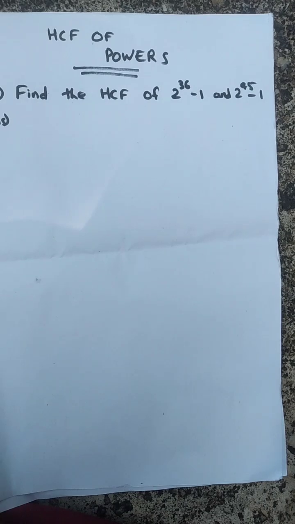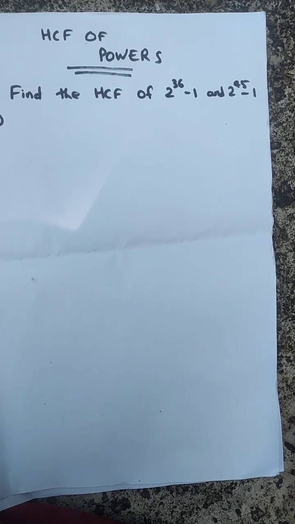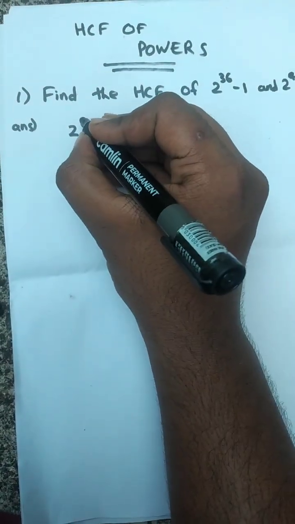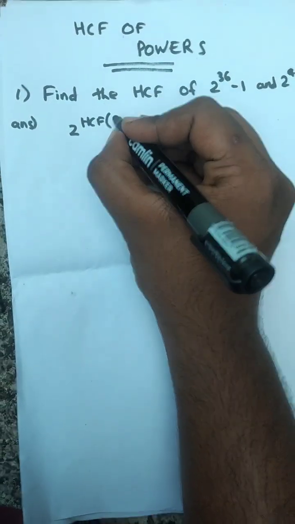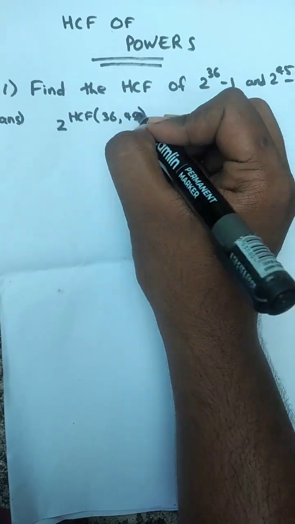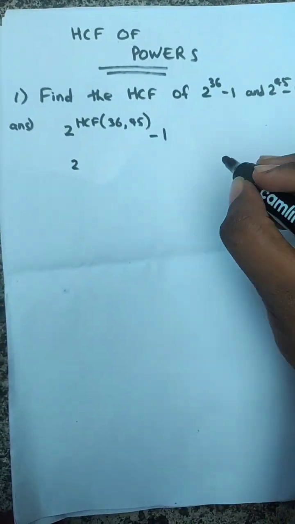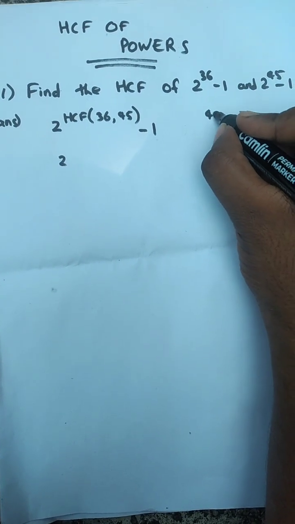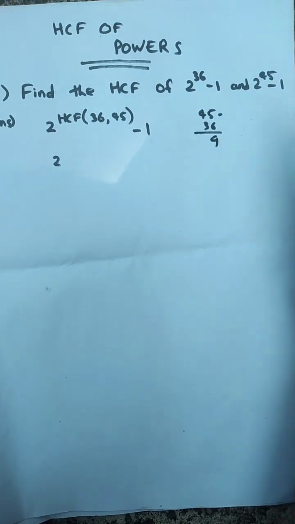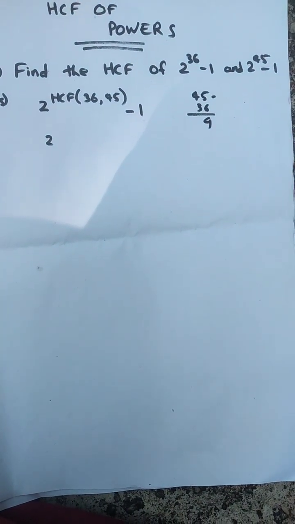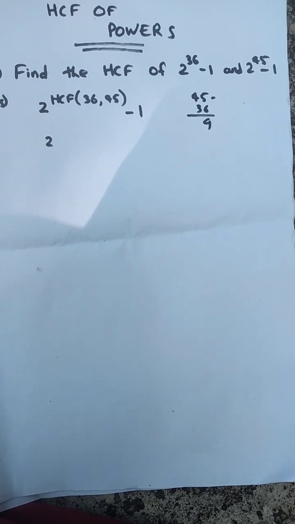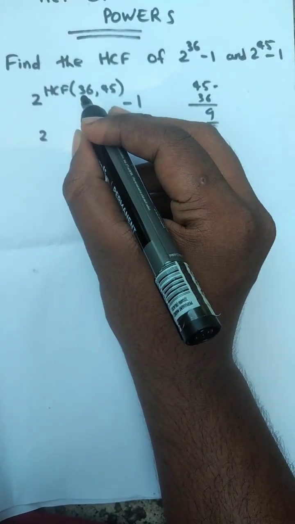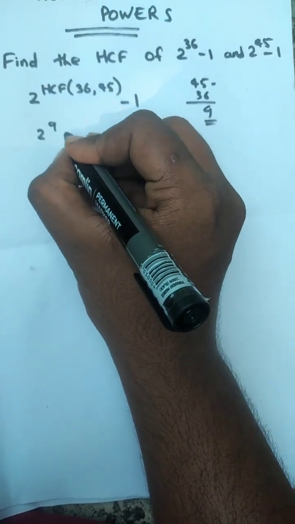Find the HCF of 2 raised to 36 minus 1 and 2 raised to 45 minus 1. So how can we find the HCF of these numbers? First of all, we write 2 as it is and find the HCF of the powers 36 and 45, and then minus 1. So how can we find the HCF of 36 and 45? One method to find the HCF of any two numbers is to subtract them. Subtracting those numbers, we get 9. The HCF would be either a factor of 9, like 3 or 1, or 9 itself. We can check whether 9 is the HCF of these numbers. 9 goes into 36 and 45, so 9 is the HCF of these numbers, and then minus 1.